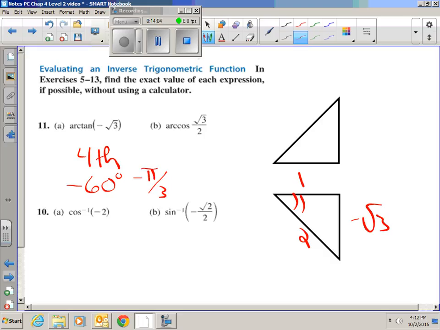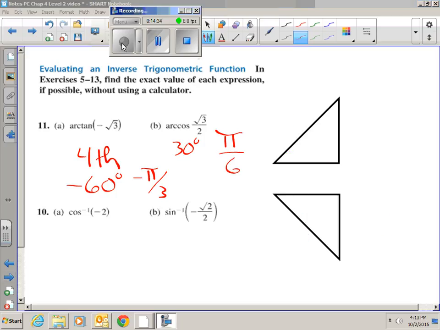Okay? B, we have an arc cosine of positive √3 over 2. It is a positive ratio. Positive ratios for cosine go to the first quadrant. This is my angle. So I have √3 over 2. So again, this must be a 30, 60, 90 right triangle. This answer in the first quadrant is 30 degrees, or in radians, pi over 6.